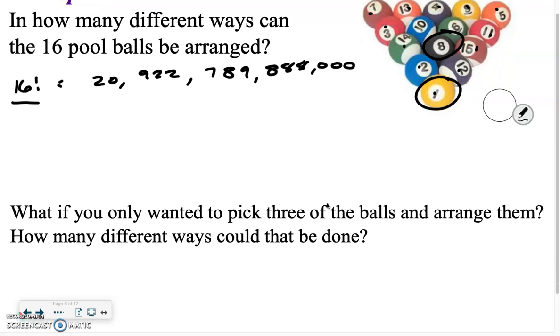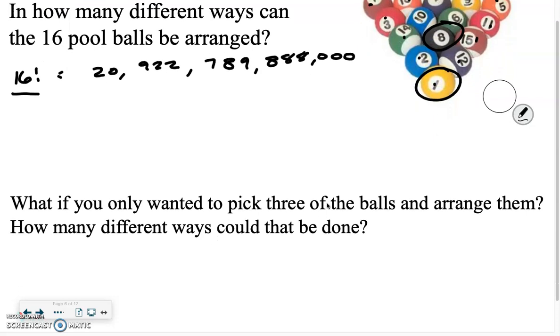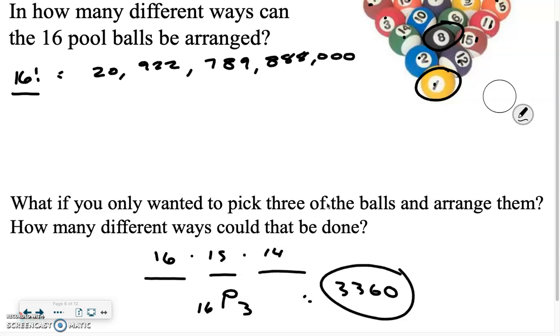All right, so again, 21 trillion, that's just too big to really comprehend, quite frankly. So what if you have 16 balls on the table, but you're just going to grab 3 of them and put those in order? How many ways could you do that? That means now we just have 3 spots to fill. We have 16 options, 15 options, 14 options, right? Or we could say 16 P3. What's that going to be?